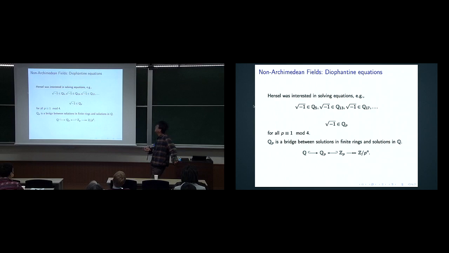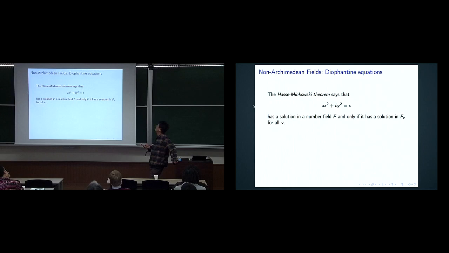Here, for example, is one of the first deep theorems regarding these completions. It's sometimes called the Hasse-Minkowski theorem. I didn't prepare a picture of Minkowski. But what it says, for equations of this sort, which seems like a very simple equation but is still quite a deep theorem in its own way: if you take an equation like ax squared plus by squared equals c, and you want to solve it inside the number field F, then in fact the solution exists inside the number field if and only if there's a solution inside all these completions.